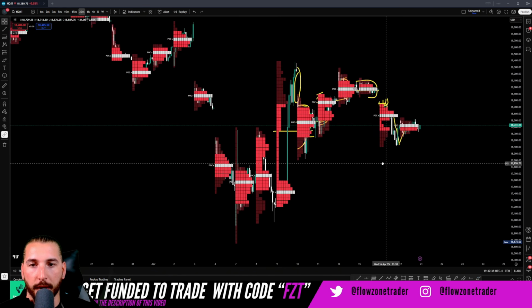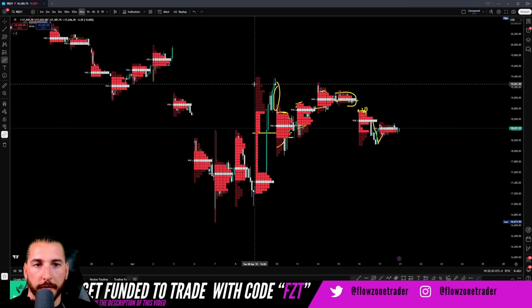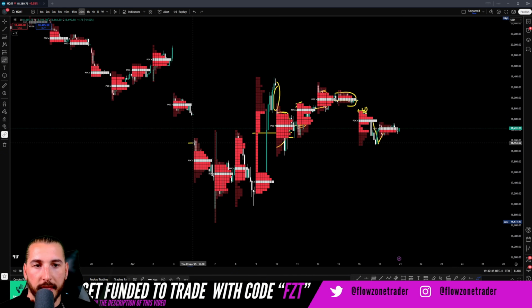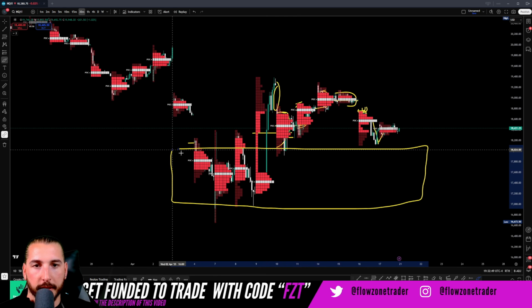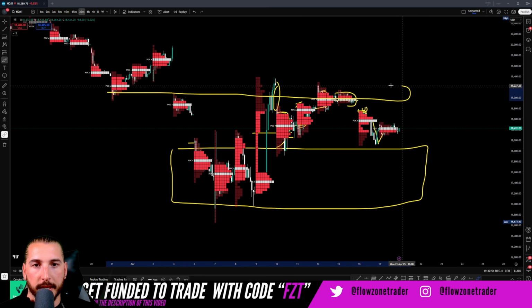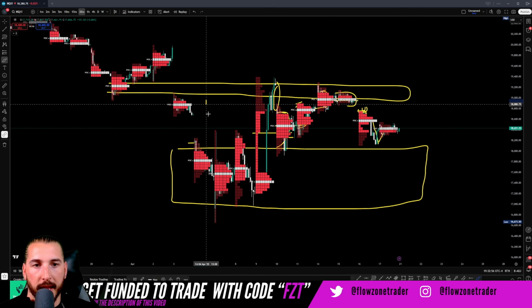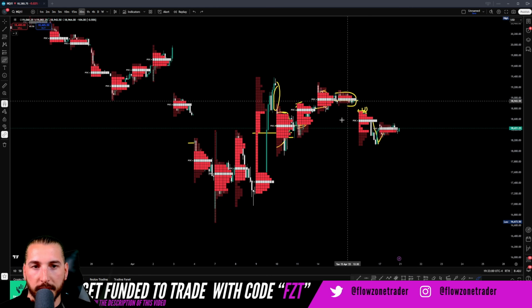Because if we zoom out and we understand this, really we're trading between a few key areas, aren't we? We can see that this right here is pivotal for buyers to hold on. And I'd say this right here is a pivotal area for sellers. And in between here, you are going to get rotation. What does rotation look like?